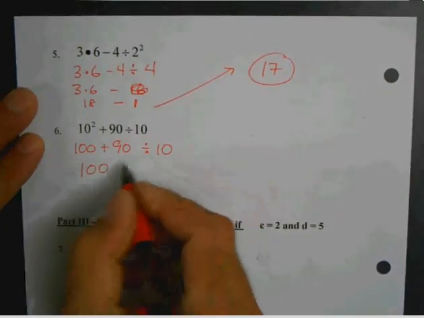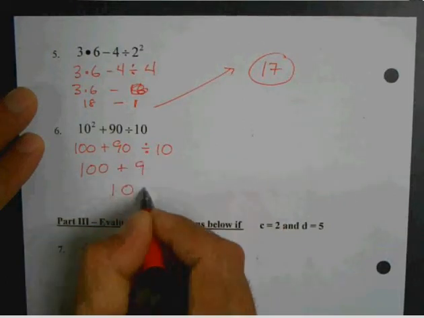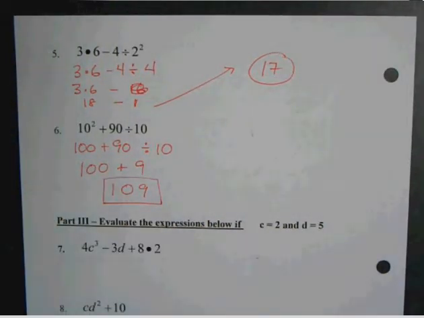90 divided by 10 is 9. So 109 is the number that is written. Who can tell me what that number is in words? Come on. 109. Thank you. Say it again, Jake. 109. What word did she not have? She didn't have the word "and."